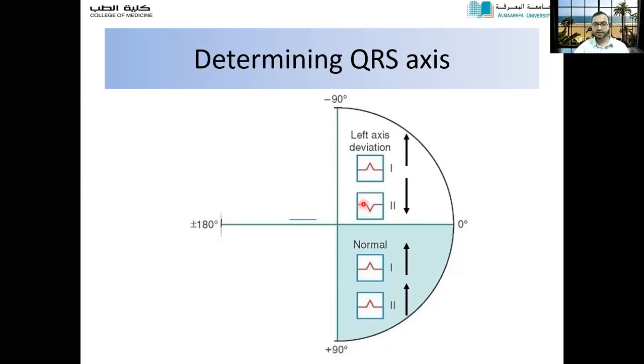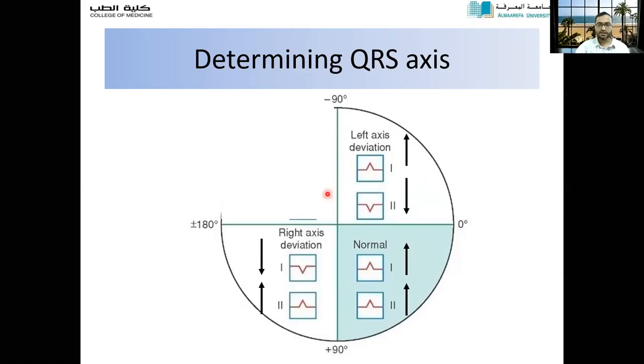The second possibility is that lead 1 is positive, but lead AVF is negative. You see, this is an upward arrow, this is a downward arrow. Now you can see that both these arrows are going away from each other. In English, we say they are leaving each other, and leaving starts with L. So this is left axis deviation.